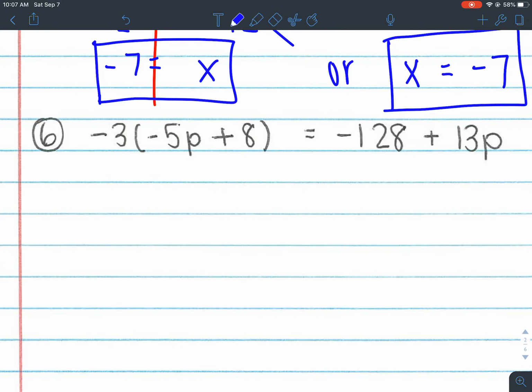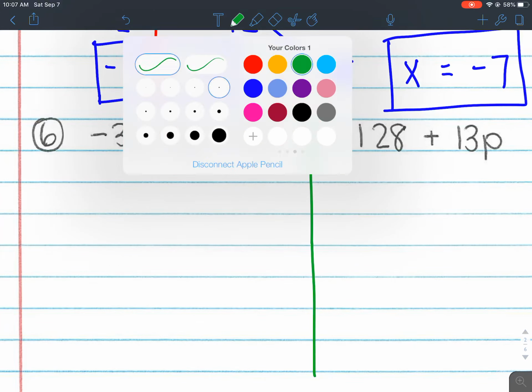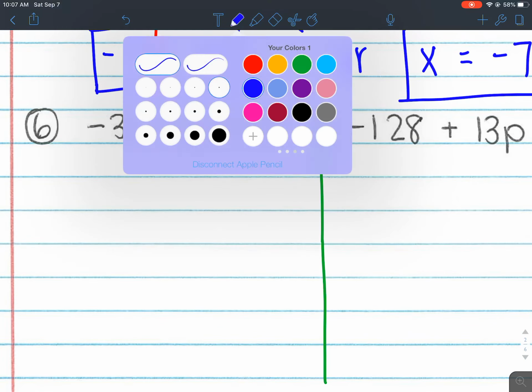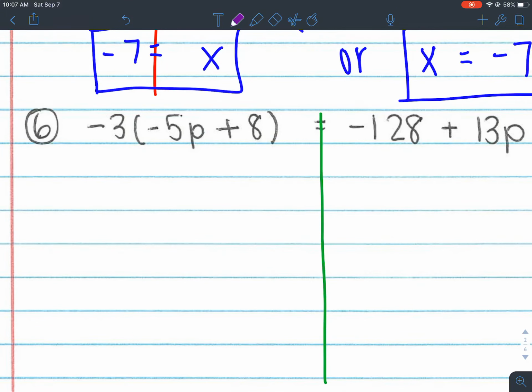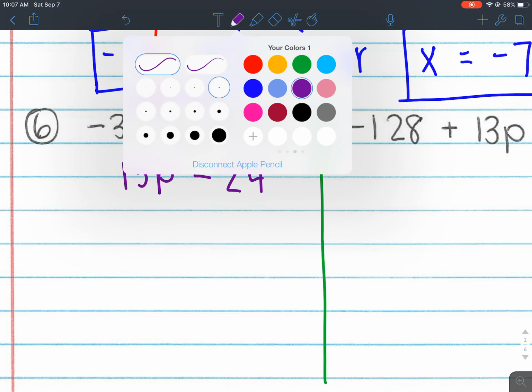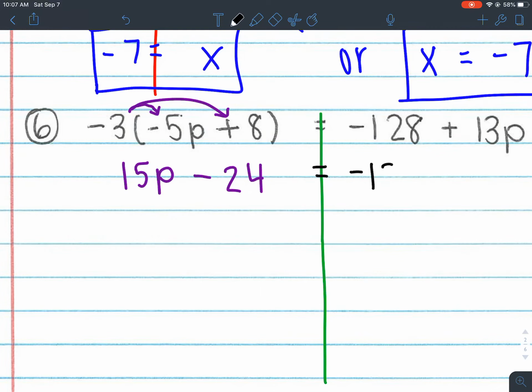Number 6, negative 3 times the quantity negative 5p plus 8 equals negative 128 plus 13p. Well, I'm going to go ahead and draw a line down the middle of my equation. Now we're going to get rid of those parentheses. We're going to do negative 3 times negative 5p, which gives us positive 15p. Negative 3 times 8, which is negative 24. Okay? And then everything on that side is just going to stay the same because I haven't simplified it at all yet.